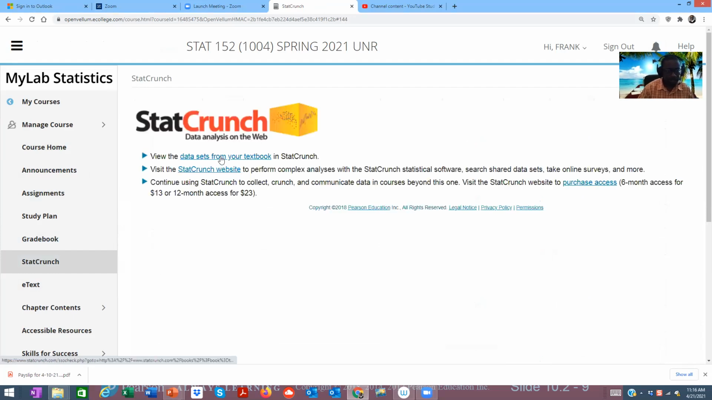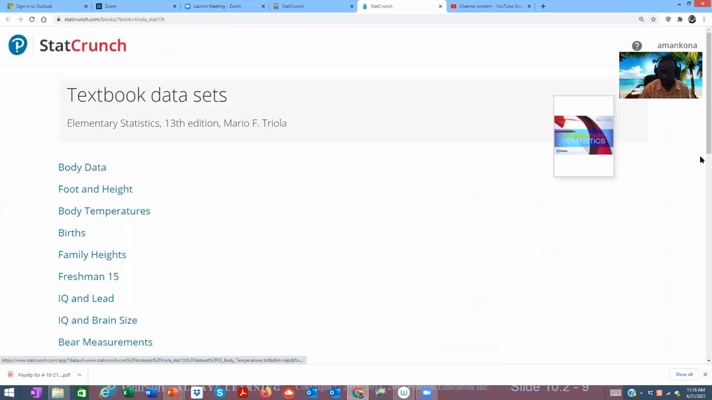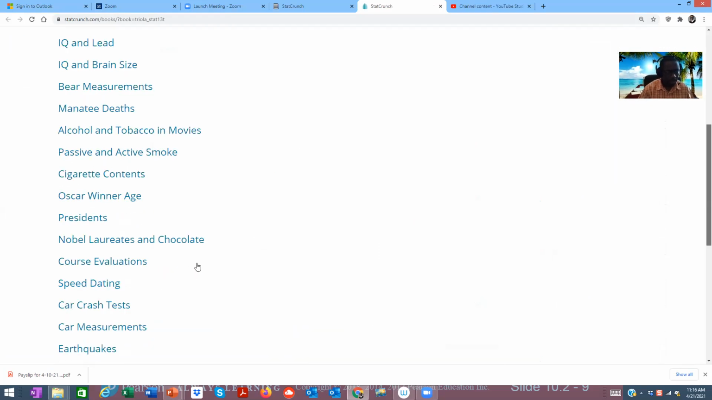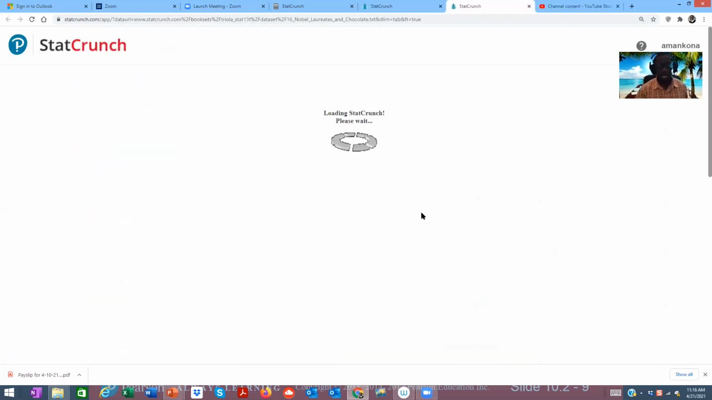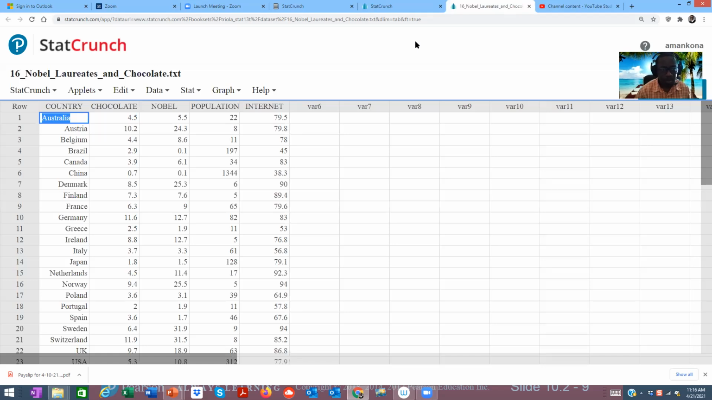Okay, datasets from your textbook. Then if I scroll down a little bit, I go to Nobel, Nobel, and then the chocolate dataset. So let's open that in StatCrunch. Let's make sure that you're seeing that. Okay. All right, so the chocolate is my X, the Nobel is my what?